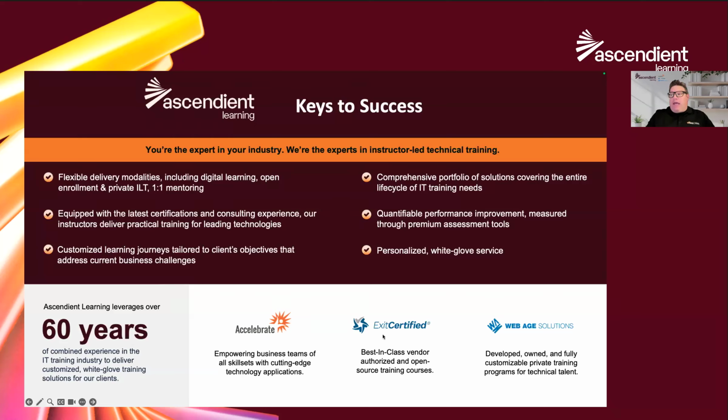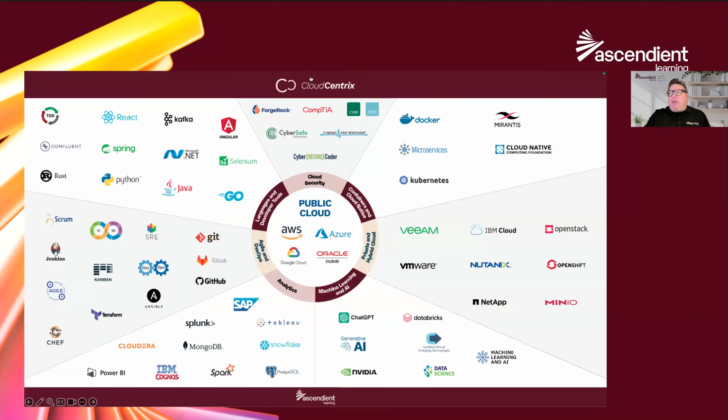ExitCertified has long been the company that does a lot of vendor authorized training. About 11 years ago, we started teaching AWS courses, and we do a lot of cloud and cloud related training. So we call this our cloud centrics diagram. In the middle, of course, AWS is our biggest partner, but we're actually partnered with all of the public cloud providers. And then we have all kinds of things that we do around cloud.